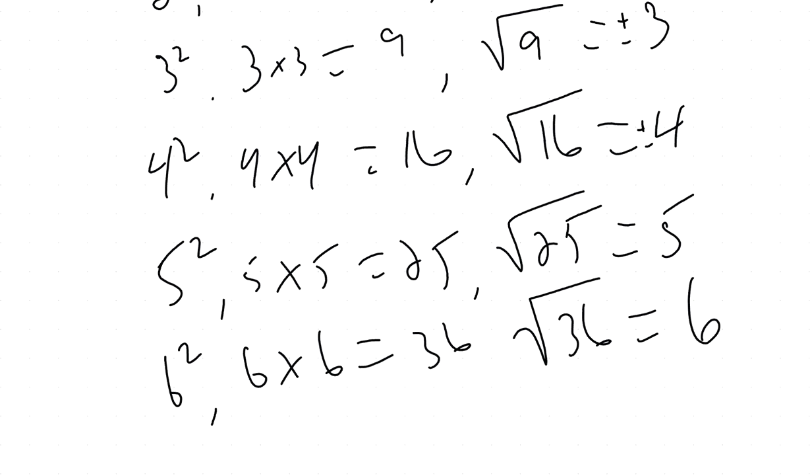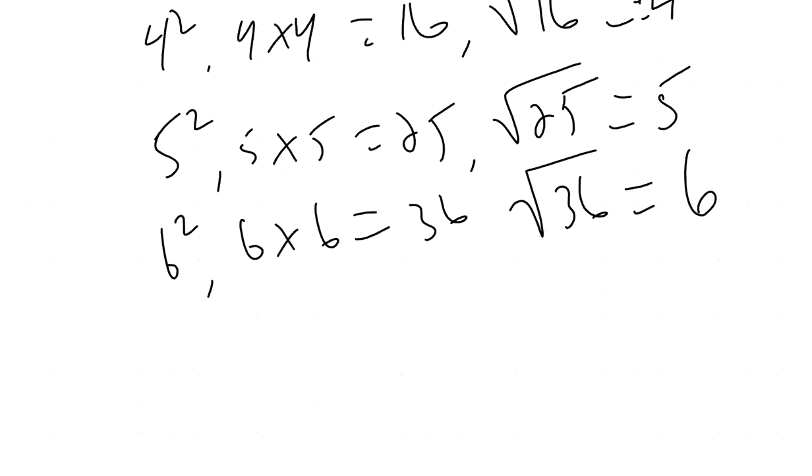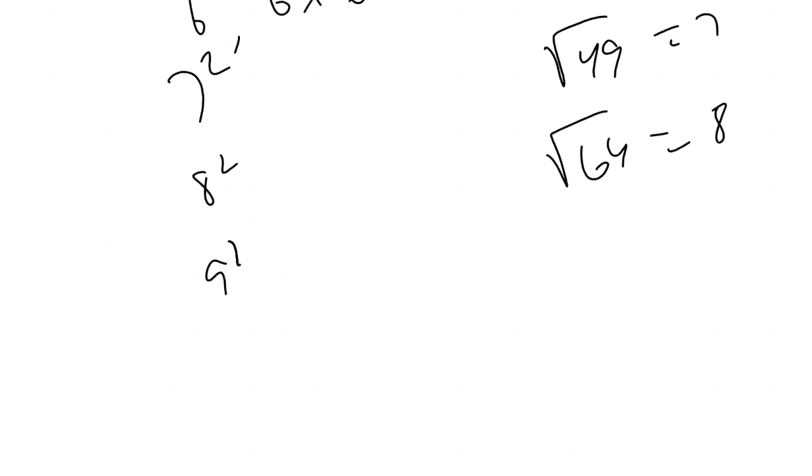Memorize these perfect squares. So far, our perfect squares are 1, 4, 9, 16, 25, and we could go on: 49. Of course, you could just fill all that in there. Then you have 8, 64. Then you have 9, 81. So again, 9 squared means 9 times 9, which is 81.